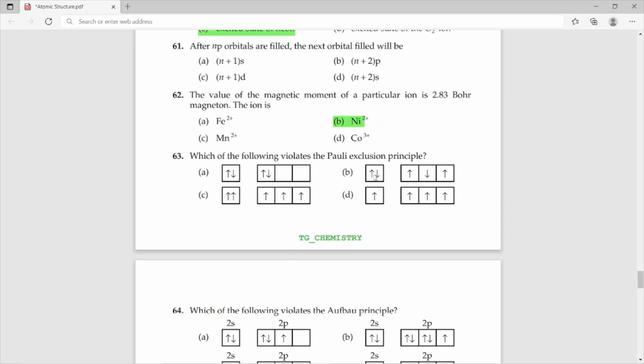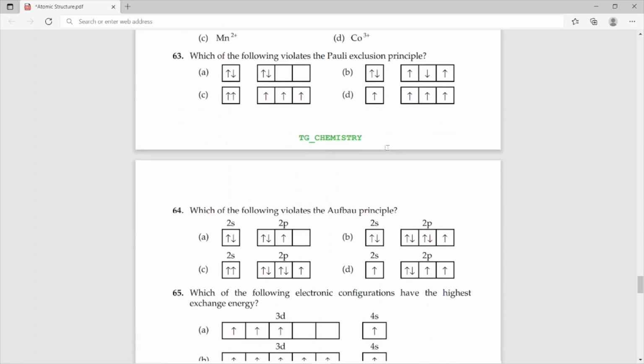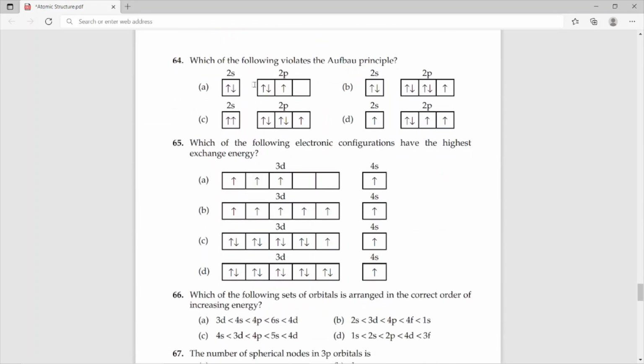Then there are electronic configurations given. Which of the following violates the Pauli exclusion principle? This is a bit easier one. Option C is the right answer here. And we come to the 64th one, where the question is, which of the following violates the Aufbau principle? The right answer is option D. Next comes the 65th question, which of the following electronic configurations has the highest exchange energy? The right answer is option D.